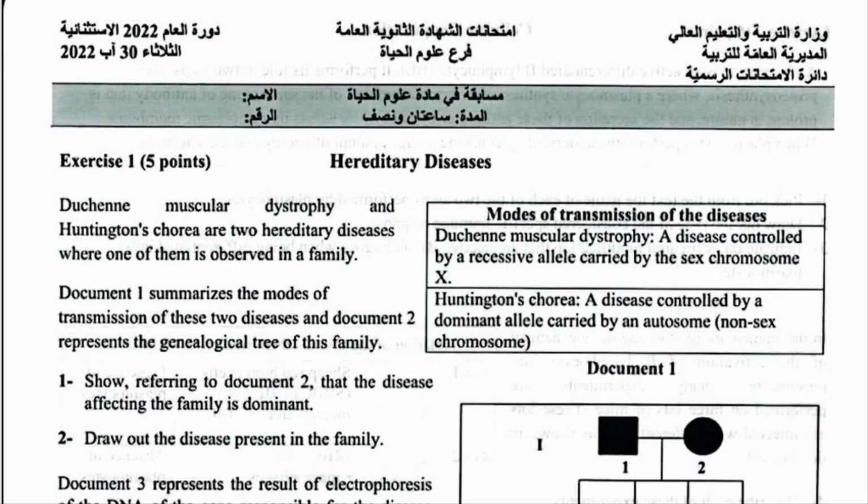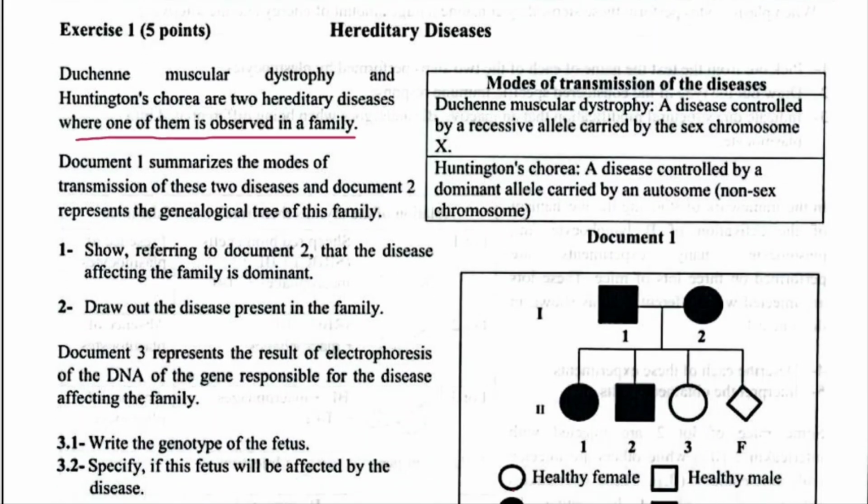Duchenne muscular dystrophy and Huntington chorea are two hereditary diseases where one of them is observed in a family. Document 1 summarizes the mode of transmission of these two diseases, and Document 2 represents the genealogical tree of this family. This is Document 2.